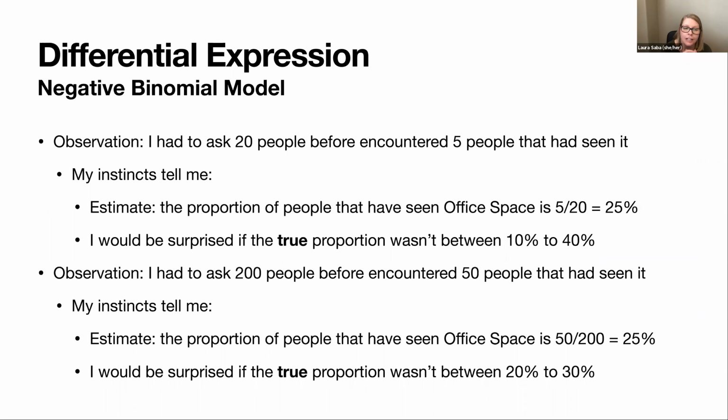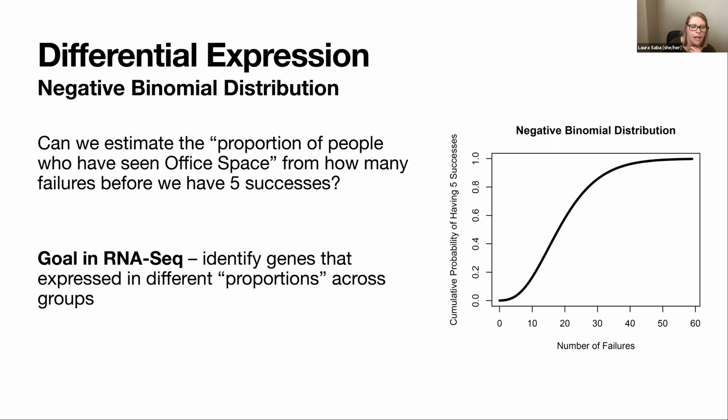And so just like our instincts from before, if we have to ask 20 people to find 5 people, then we're guessing that about 25% of our population has seen Office Space. But if we instead switch it from 5 people to 50 people and our numbers get bigger, our confidence in the precision of our estimate gets bigger. And so when it comes to RNA-seq, we're going to use this type of model that deals with discrete observations, because we're talking about discrete reads, to identify genes that are expressed in different proportions across their groups.